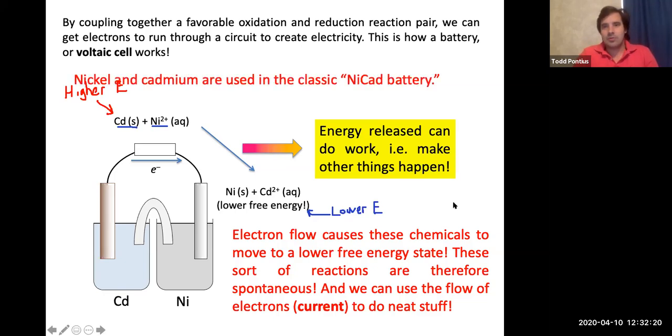And these are what's used in what's called a NiCad battery. And those are the classic type. They're not used as prevalently today. I mean, they're still used to some extent, but these are like the original copper tops and whatnot.